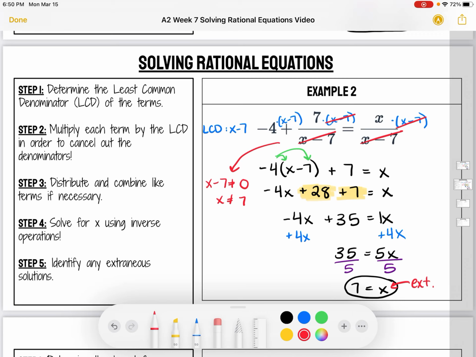In the Delta Math, this means you're going to submit nothing, like you just submit no solution. Okay, I'm pretty sure that's how it works in the Delta Math from the examples I looked at. If you get an extraneous solution, you just submit no solution, no real solution.